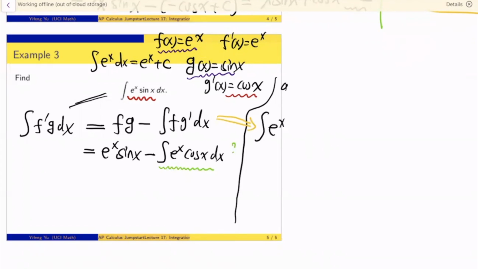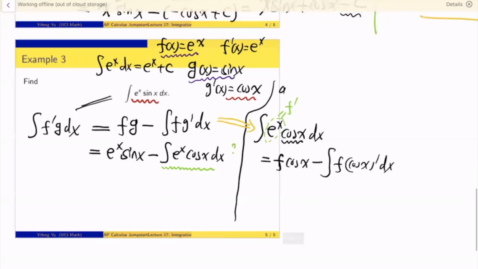So it's the antiderivative of e^x times cosine x dx. Now we apply the formula again. This will be my f prime, so this is the f and this is the new g. So we get f times sine x minus the antiderivative of f times the derivative of cosine x, dx.